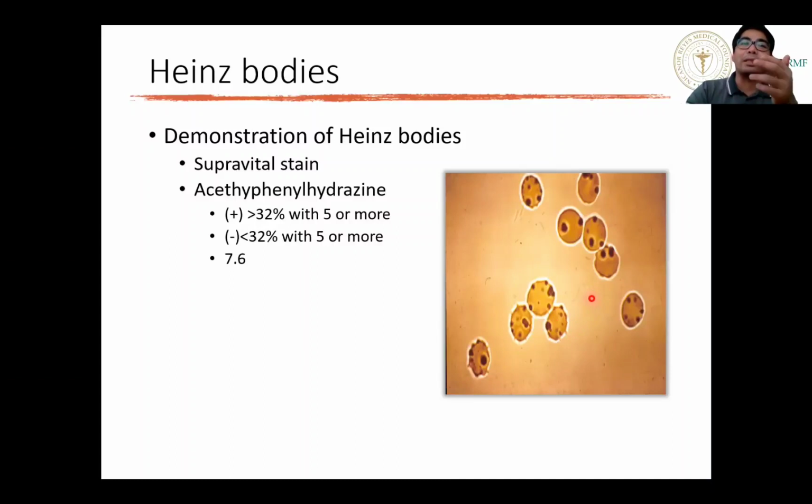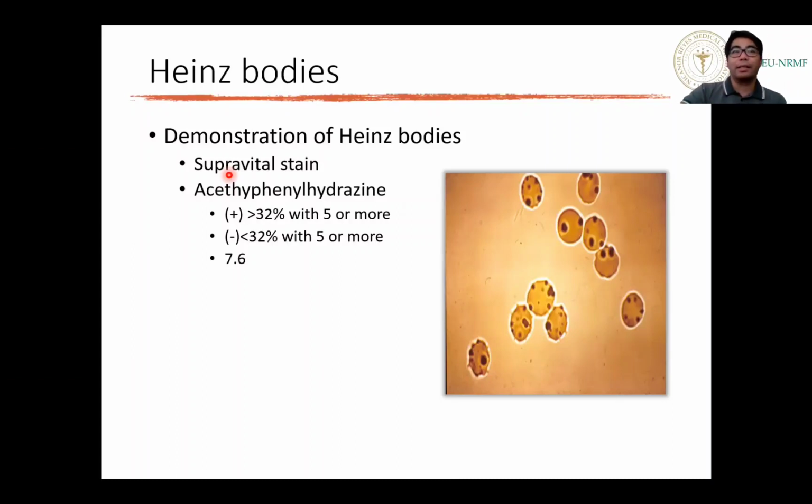Pero pagka less than 32% of the red blood cell, may inclusion nga. Pero less than 32 lang, mga 12 lang, no? Bawat field, nakakita ka lang ng mga 10 o kaya 9 na may mga inclusion nga. Ibig sabihin negative yun for Heinz bodies. So it is not automatically that if you see an inclusion after adding acetylphenylhydrazine, okay, you will report immediately that it is positive for Heinz bodies.